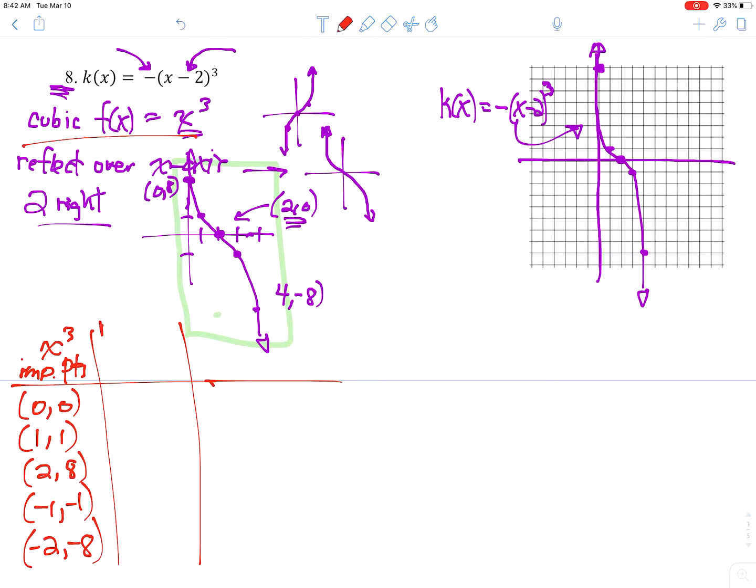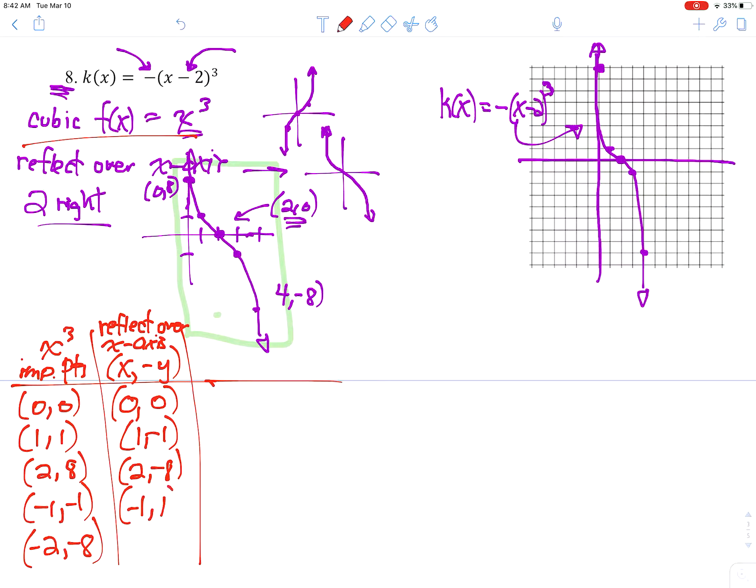To reflect over the x-axis means that I'm going to change the y-coordinate. So what used to be (x, y) in the first column is now (x, negative y). So here I go changing all the y-coordinates: (0, 0), (1, negative 1), (2, negative 8), (negative 1, 1), and (negative 2, 8). They've been flipped, reversed, just the y-coordinates.